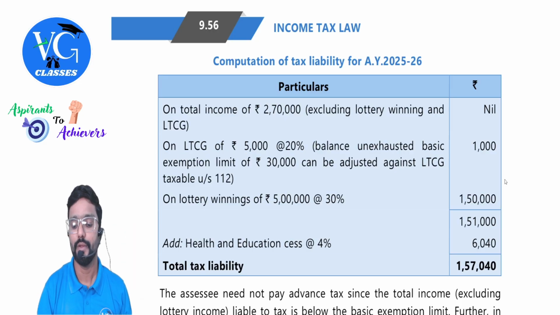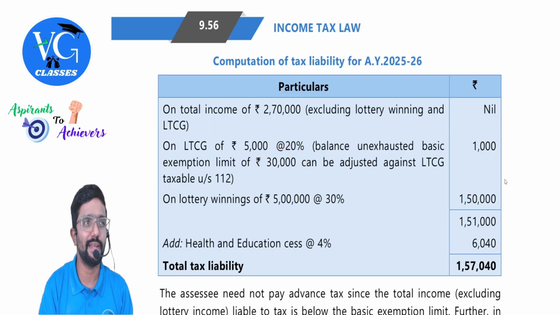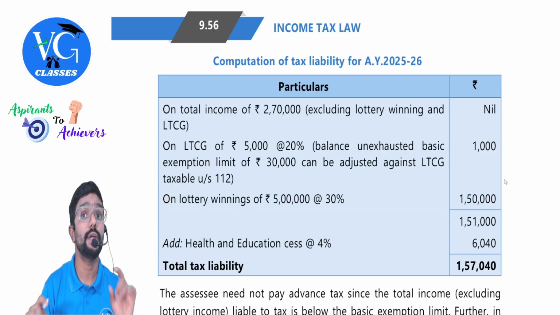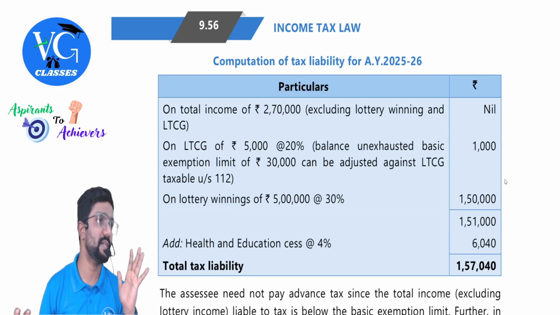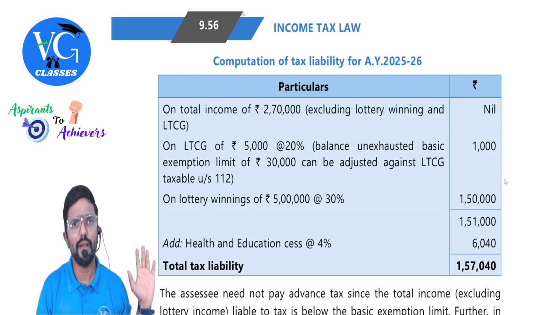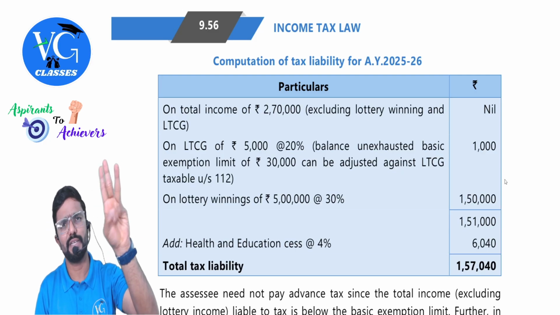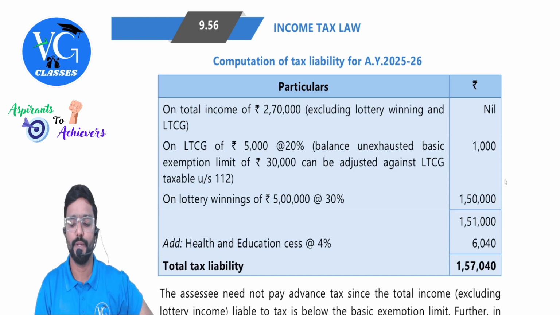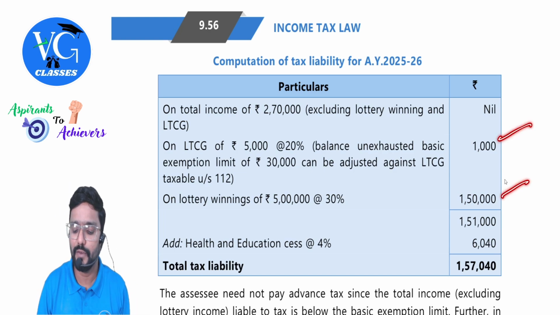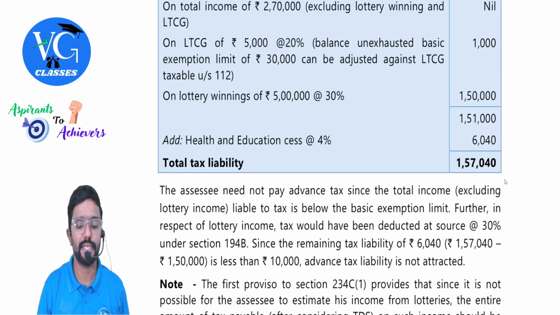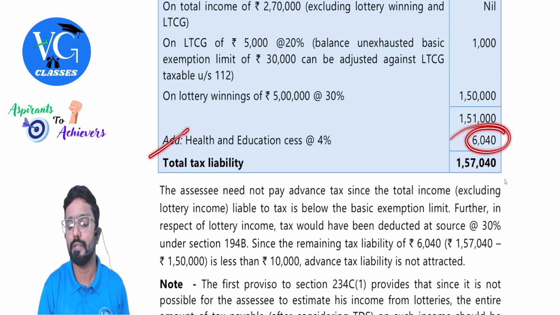And lottery winnings straight away 5 lakh at 30%, 1 lakh 50. Now, one more thing you might ask me. Sir, 30,000 you adjusted against long-term gain. Now, instead of that, can I adjust it against lottery winnings? No. It is available only against capital gain special income. Casual income will always be taxed at a gross rate of 30%. No adjustment against it. So 1,000 plus 1,50,000, 1,51,000 you will get. Health and education cess 6,040.